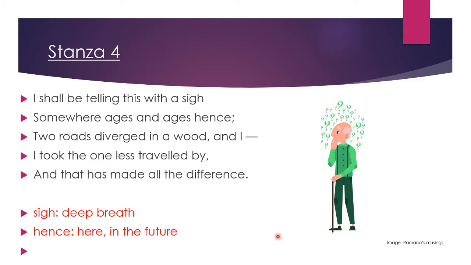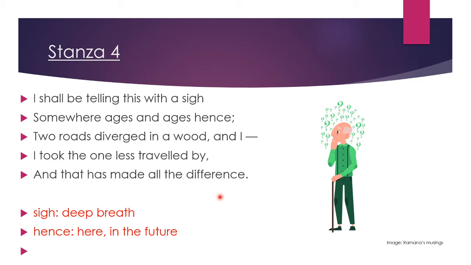So now we come to the fourth stanza and the last stanza. And this stanza is very important. So now the poet says, I shall be telling this with a sigh, somewhere ages and ages hence, two roads diverged in a wood, and I took the one less traveled by, and that has made all the difference. Now here, the word sigh is very important. So the sigh means a deep breath, and hence here means in the future.